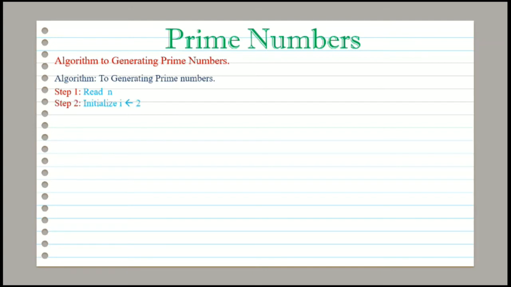In step 2, we will initialize the value of I by 2. So the statement will be initialize I equal to 2. As you know, 1 is not a prime number. So that's why we are assigning the value of I as 2, because prime numbers start from 2.